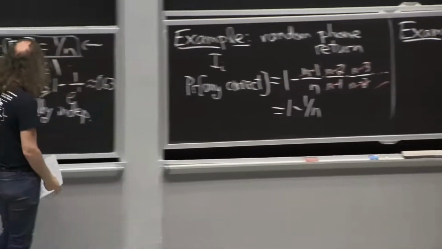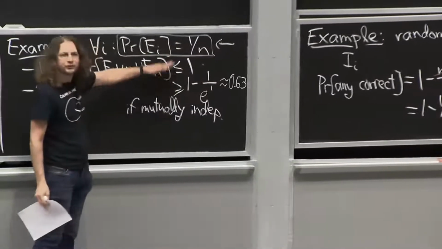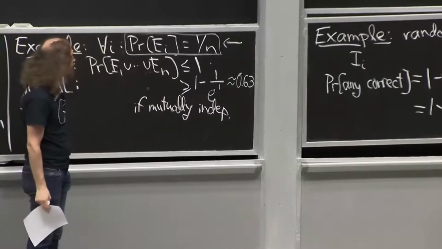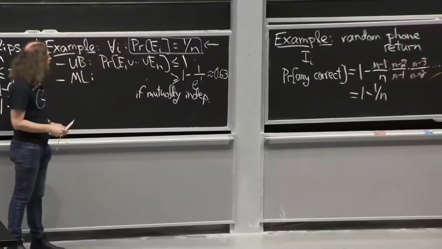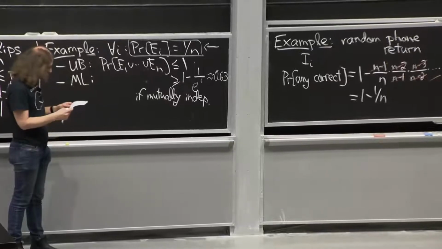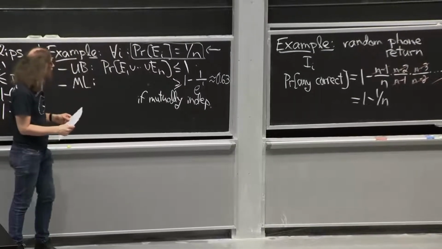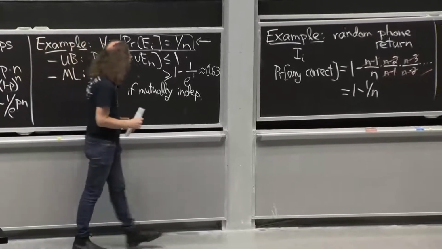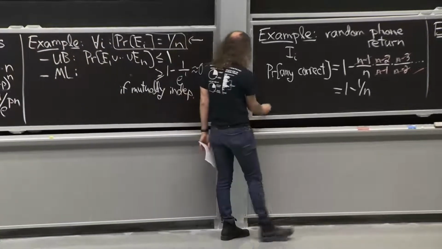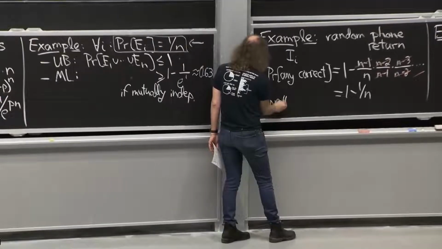OK, which is in between these two values, so that's good. And it's actually very close to the union bound, closer to the union bound than the other one. So I would say, yeah, I don't know. These are pretty independent. This is my fancy analysis.